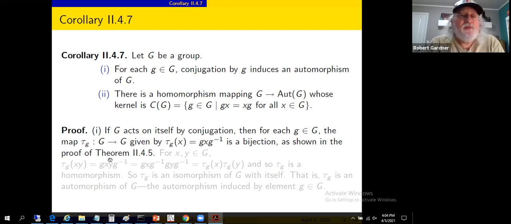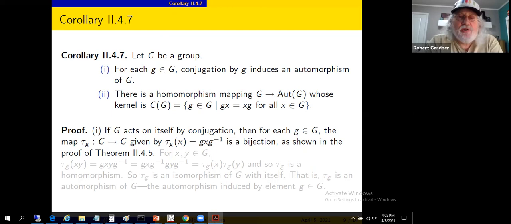So what we're doing then is defining a mapping tau sub g of group G to itself, such that tau sub g of x is gxg inverse, as mentioned. So we're using conjugation and element g to define a mapping. Certainly it's a mapping from G to itself initially. So the action is conjugation. That gives us something in the setting of group action and lets us quote some results from chapter 2, section 4. This mapping is a bijection, as we saw in the proof of theorem 2.4.5.